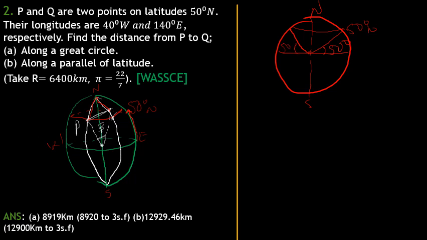Now this angle from this point to this point, let me use white. From this point to this point will be what? What is remaining? That's 40 degrees. Then from this point to this point is again 40 degrees. So the angle that I'm looking for, which I'm to use to find the distance here, will be 80 degrees.